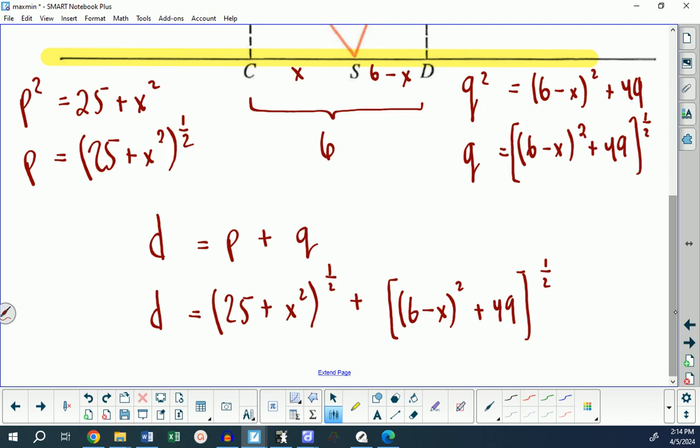The question I'm thinking is, is it worth our time to expand out this (6 minus x) quantity squared and add 49 to it right now? And I'm thinking, I don't really see why we need to do that now. We can do it later, because right now what we're after is a derivative.